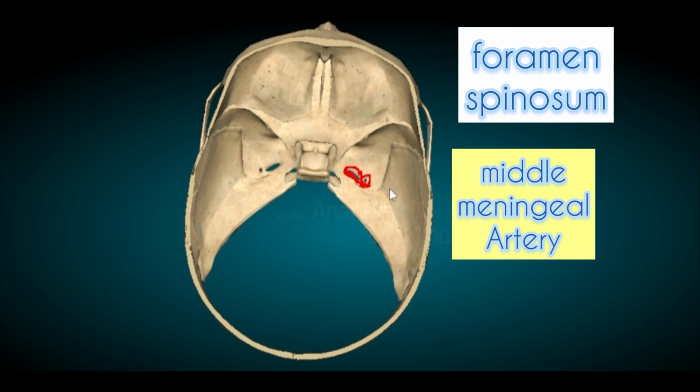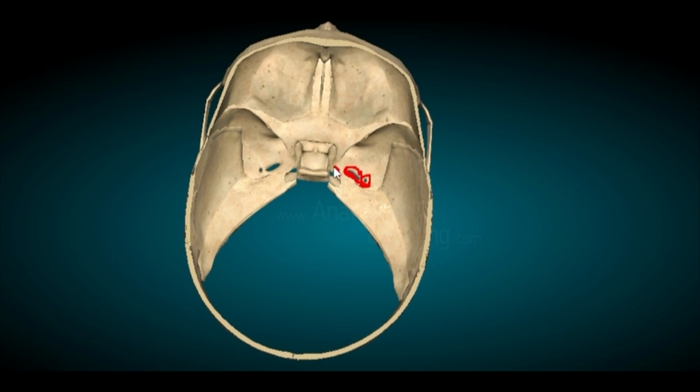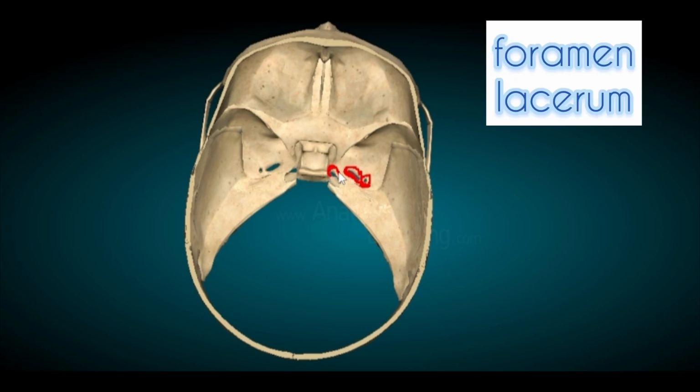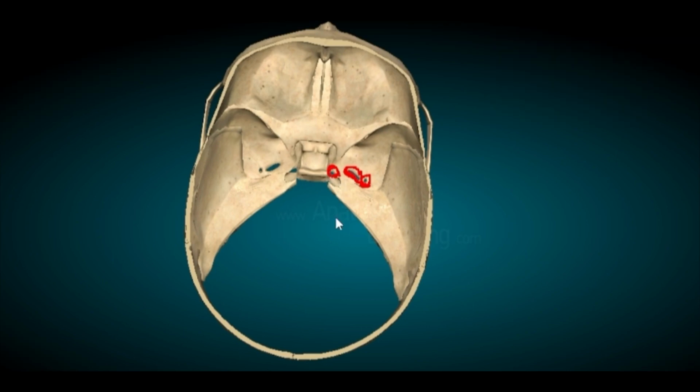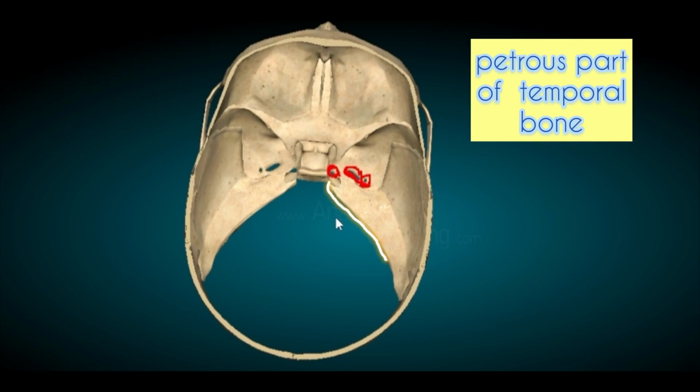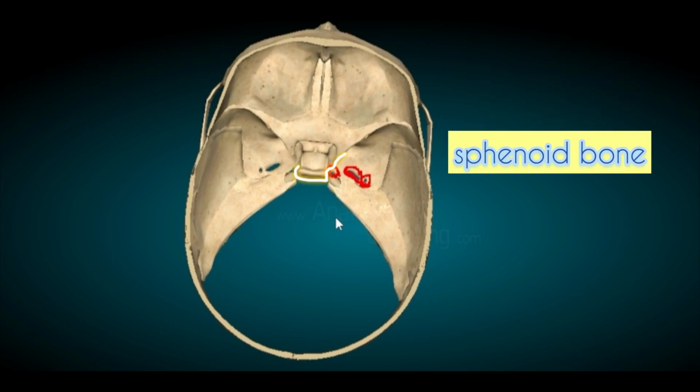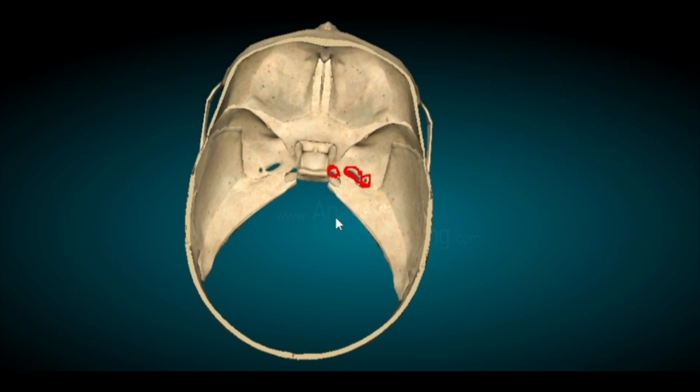Then we've got the foramen spinosum that transmits the middle meningeal artery. And then we've got this foramen lacerum that's irregularly shaped and lies between the petrous part of the temporal bone and the sphenoid bone. Its inferior opening in life is filled with cartilage and fibrous tissue, so only small blood vessels pass through it. The carotid canal also opens into the side of the foramen lacerum above the closed inferior opening.